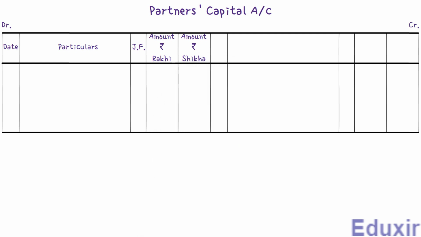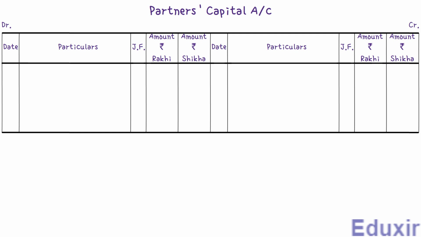Now, as compared to the capital accounts that we were preparing for the sole proprietorship in the previous classes, this capital account is slightly different. As you might have noticed, it has the amount column for each of the partners, not just one amount column as we were preparing for the sole proprietorship. So, as you might have guessed, if there are 3 partners, there will be 3 amount columns, one for each partner. Similarly, let us have the same columns on the credit side also.